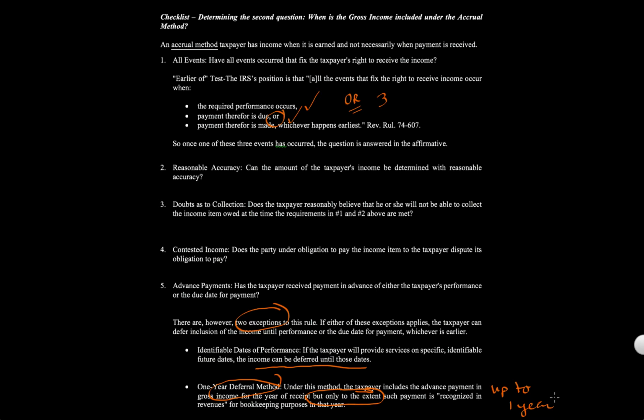So with these 5 items, it's important that you go in this order. And if you fail any of these items, you stop and you don't have income recognition that year. This completes the determination for when we have gross income.